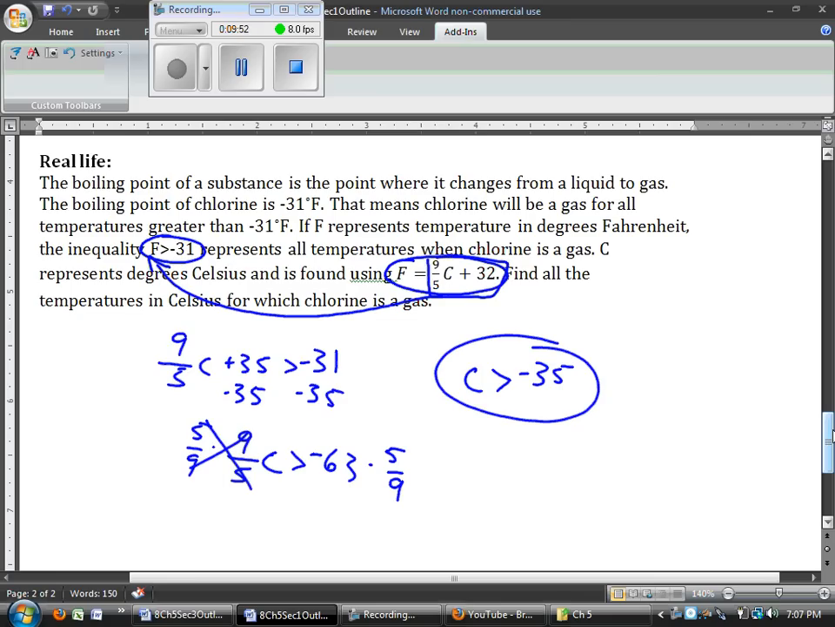The next two are solving inequalities of compounds, solving inequalities that are compound, so intersections and unions.